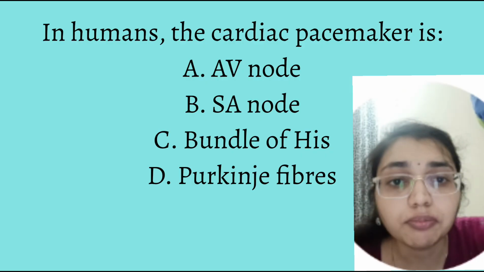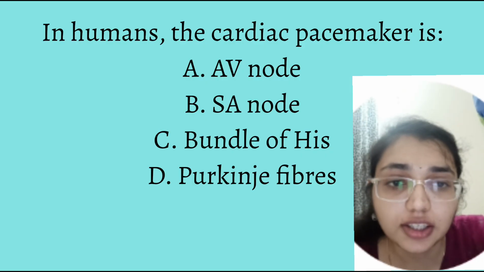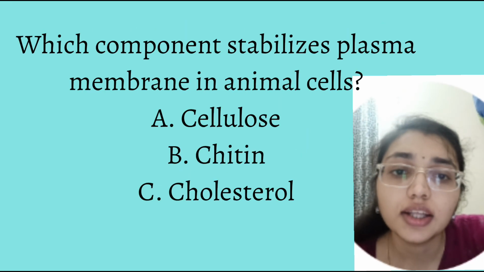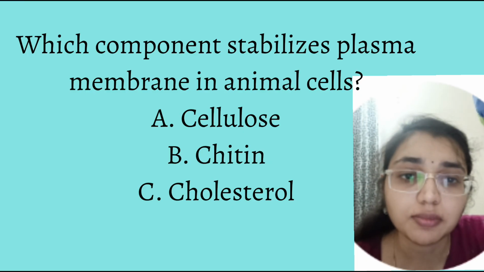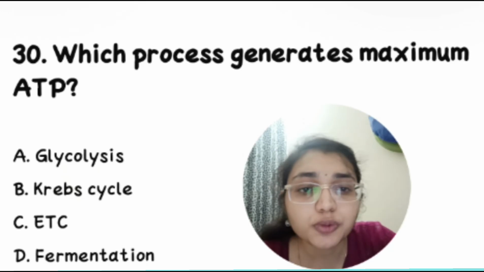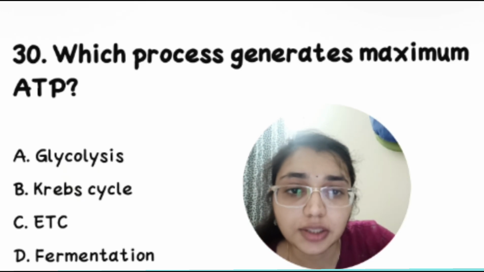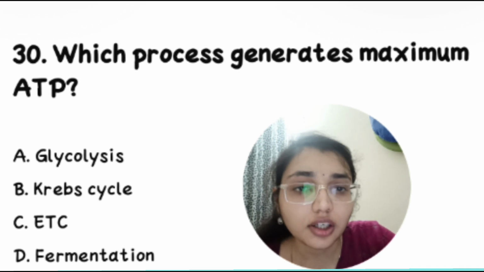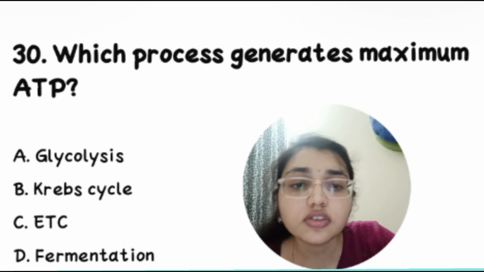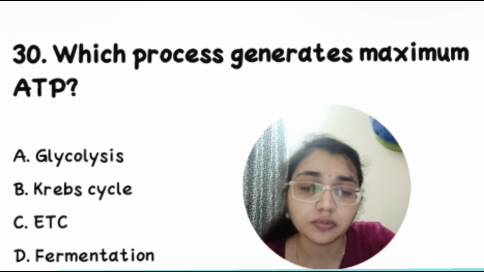Which component stabilizes plasma membrane in animal cell? That is the cholesterol that stabilizes the plasma membrane in animal cell. Which process generates maximum ATP? So that is the electron transport chain, that is the process that generates the maximum ATP.